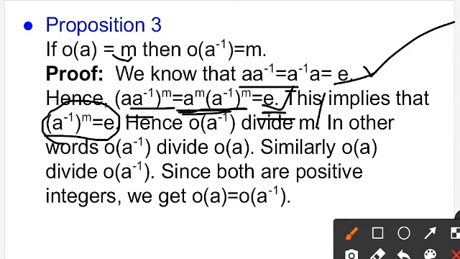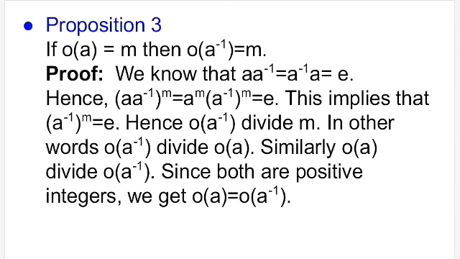Again, the order of a inverse divides m. In other words, the order of a inverse divides the order of a. This shows us that the order of a inverse divides the order of a, and we can similarly show that the order of a also divides the order of a inverse. Since both are positive integers, we get the order of a is equal to the order of a inverse. Okay, so this was our third proposition.